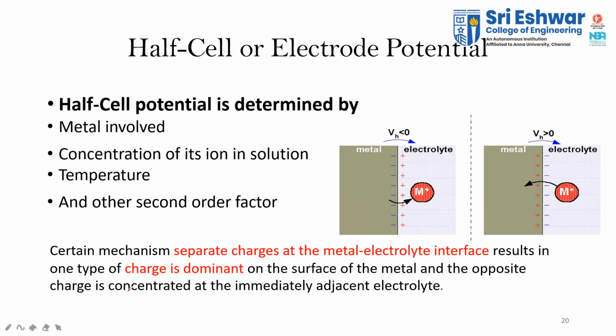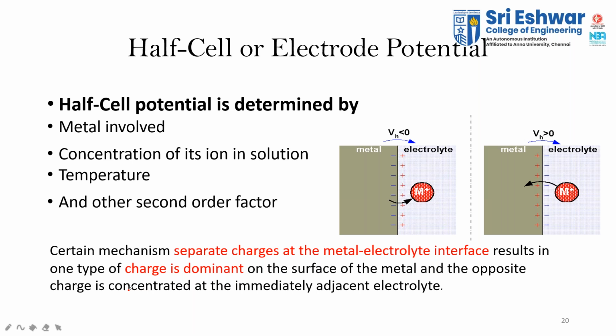So, half cell or electrode potential. Half cell potential is determined by the metal involved. The same example: the electrode metal interface. A certain mechanism separates charges at the metal-electrolyte interface, resulting in one type of charge being dominant on the surface of the metal and the opposite charge concentrated at the immediately adjacent electrolyte. So the gaining and losing of electrons plays a vital role in getting cell potentials.